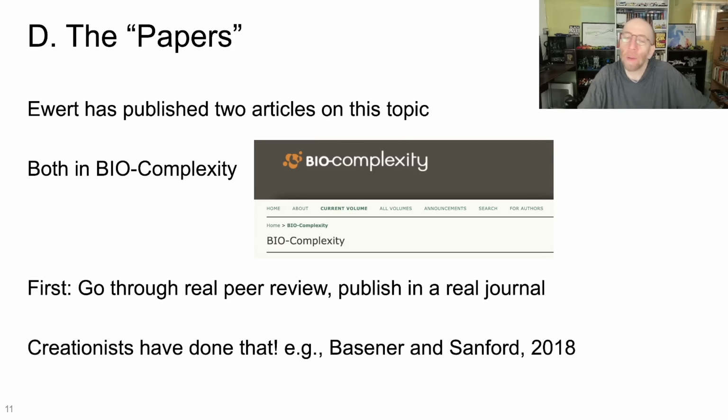Other creationists have done this. I don't know if Dr. Ewert considers himself a creationist. I don't really care. It's either way. Intelligent design is a flavor of creationism. It doesn't matter. Other professional ID creationists, whatever you want to call yourselves, have published in real journals. So Basener and Sanford, 2018, Axe, 2005, Behe and Snoke, 2005. There have been several. I know Buckley and Hosger have some stuff. There have been a bunch.